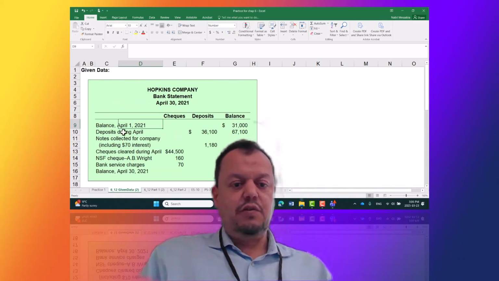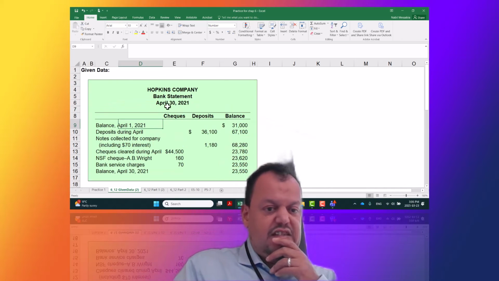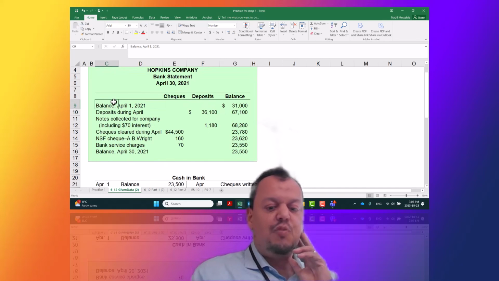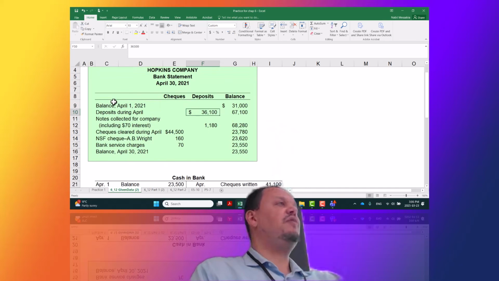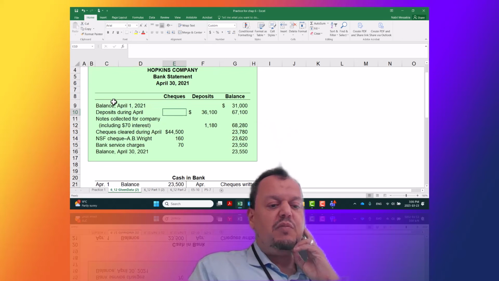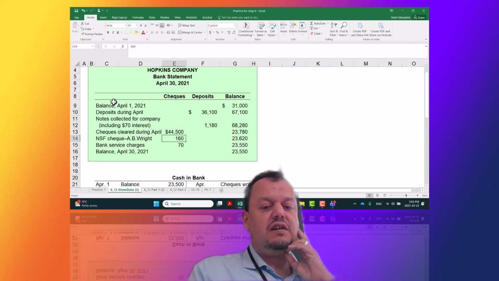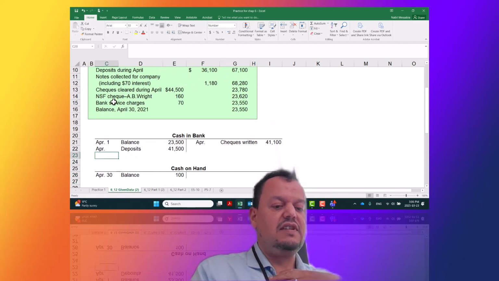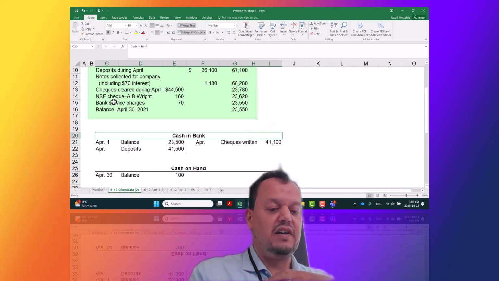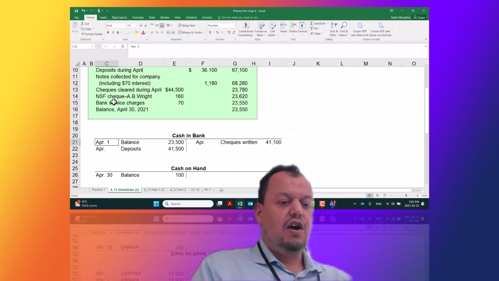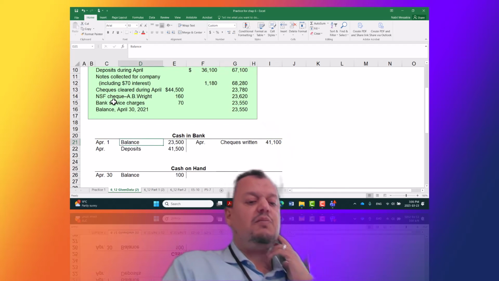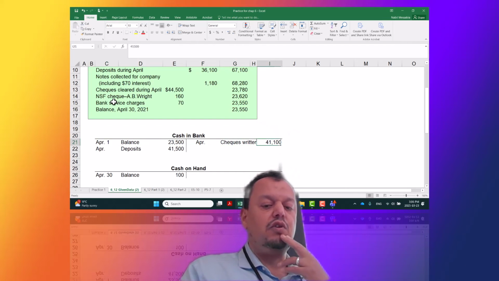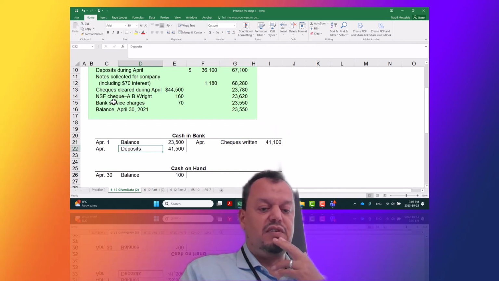So the data: this is the bank statement we received on April 30. Opening balance and notes collected, and this is all the information. And in our books, this is the cash in bank account. Opening balance 23,000 on April 1st, and then there will be the checks issued, total of 41,000, and deposit.